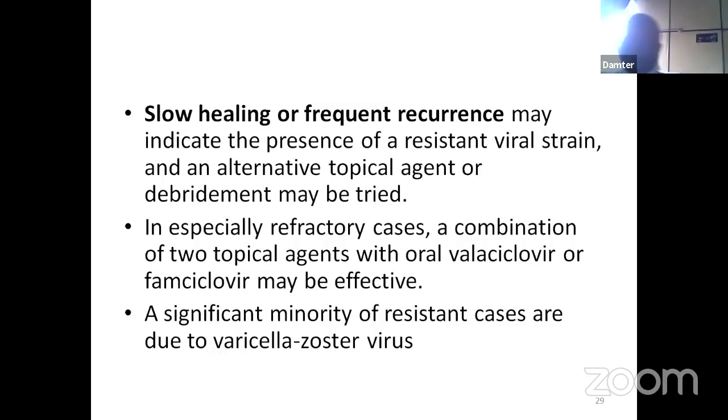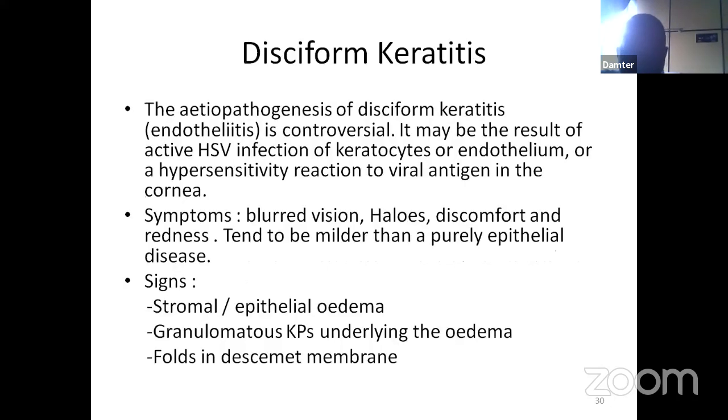A significant minority of resistant cases are due to varicella zoster virus. So in the case that you're treating, you have changed medication, you have done what is necessary, and the ulcer is still refractory, the chances that the infection may not just be from herpes simplex virus is high. We should now consider other differentials that can give dendritic ulcer, such as varicella zoster virus.